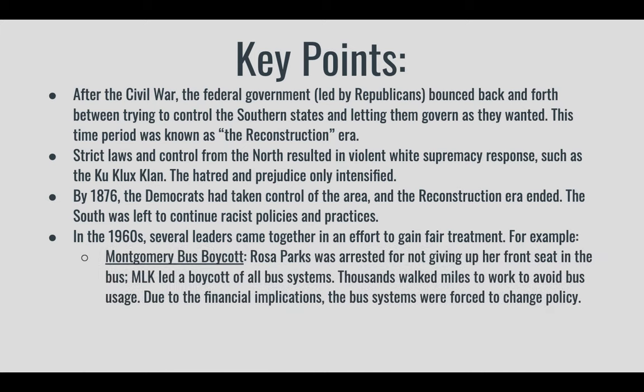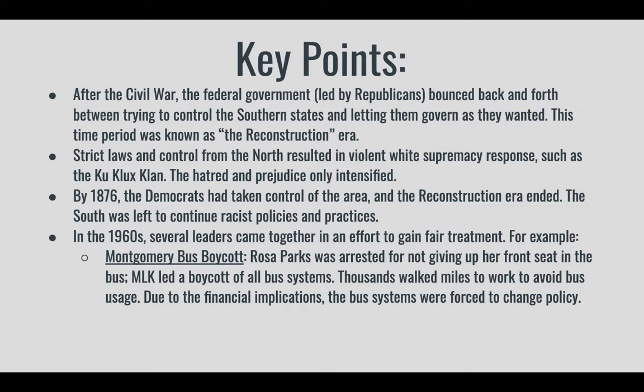So two big examples of this are the Montgomery bus boycott. Rosa Parks and Martin Luther King came up with this idea to have a bus boycott. And to kick it off, she purposely sat in the front of the bus and would not give up her seat to a white person. And at the time, that was against the law, so she was arrested.